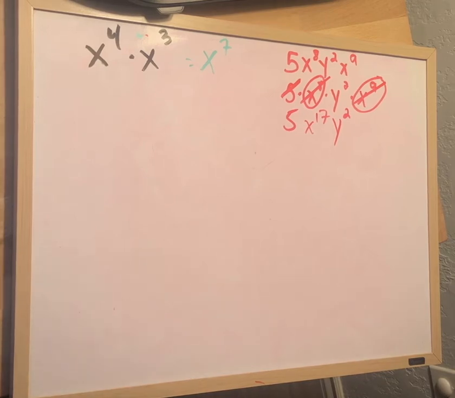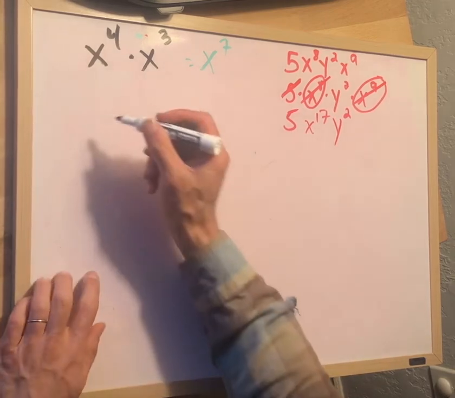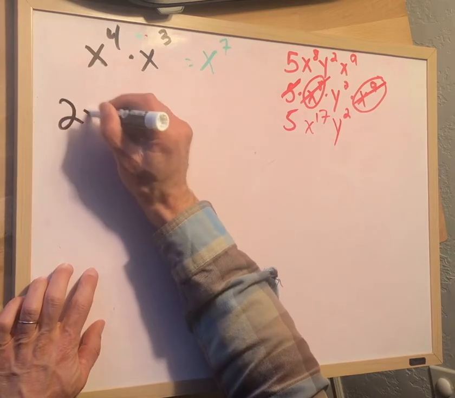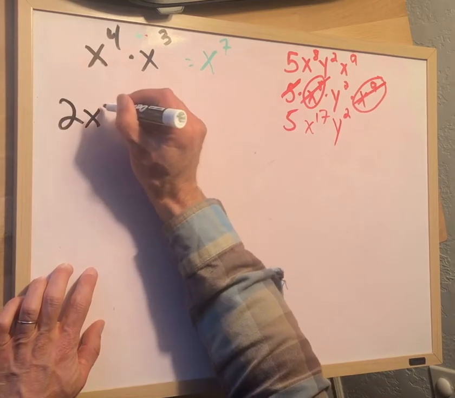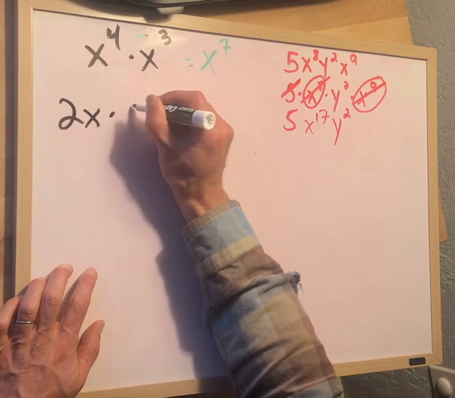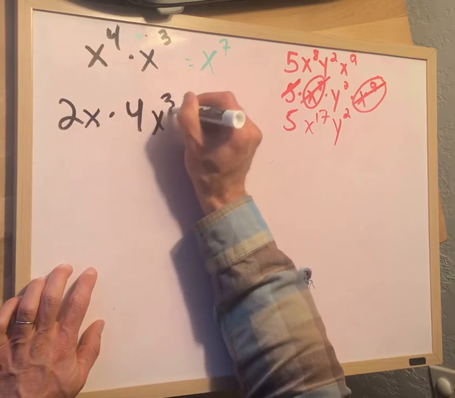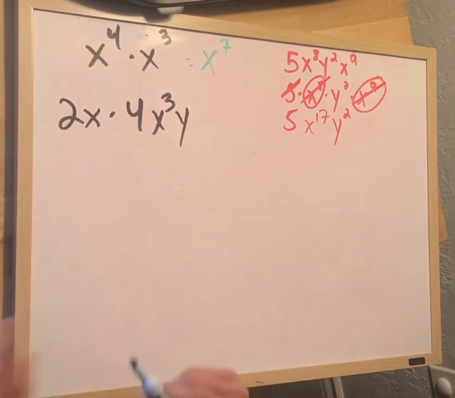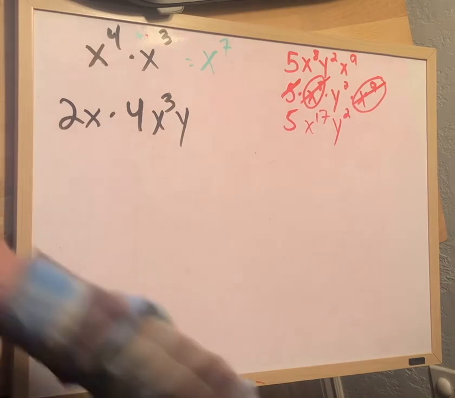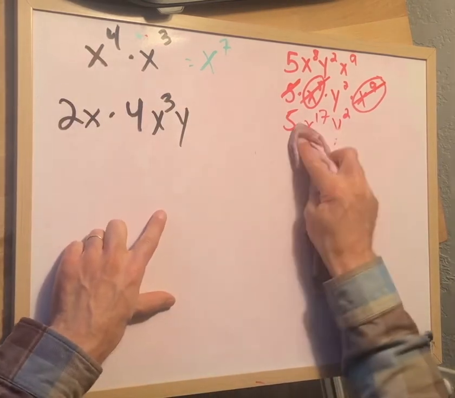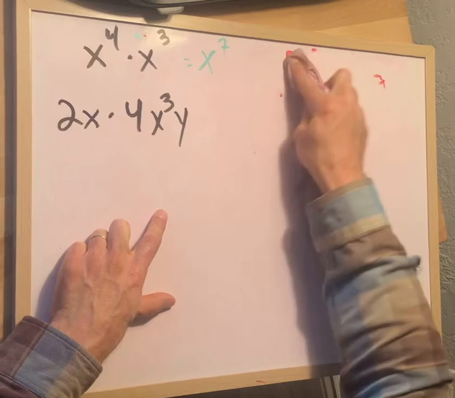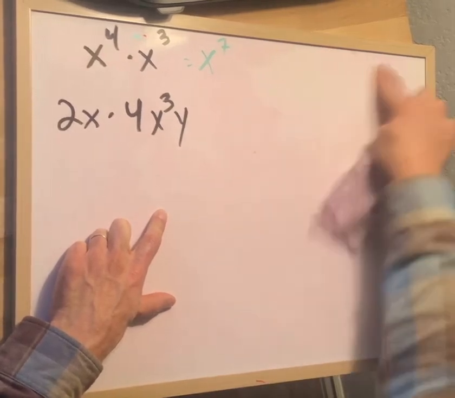Let's take another example question. Let's say we have 2x times 4x to the third y. See if you can pause this video for a second and try and figure out what this answer is. Pause the video and go ahead and try this.